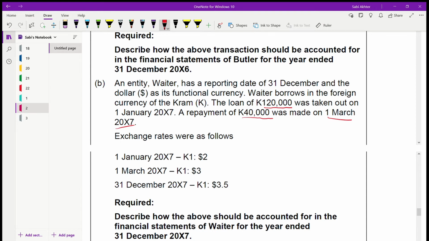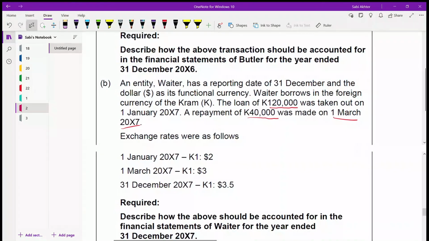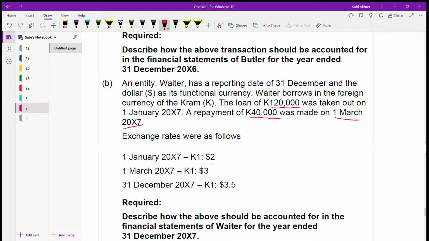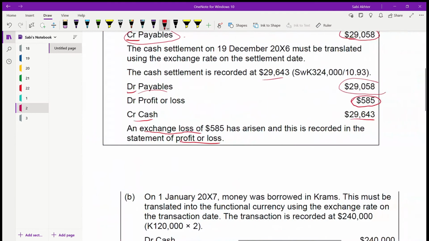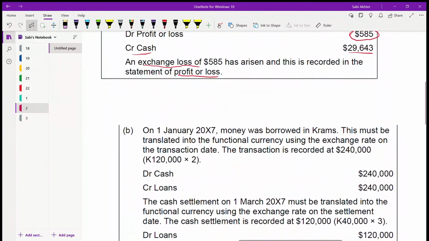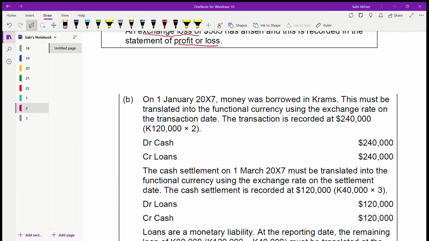This is a loan. Remember, loan is what? It is a monetary item. Monetary. So you have taken the loan on 1st Jan, that's 2. And then repayment is on 1, that is 3. Okay, but since this is monetary, you have to use the closing rate. Let us see. So here, money was borrowed and this must be translated at the exchange rate. That means it's 2.